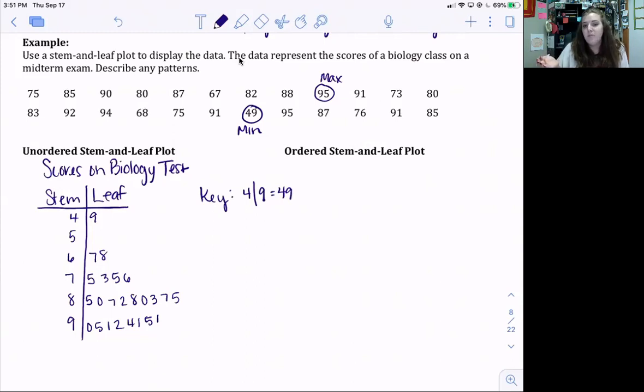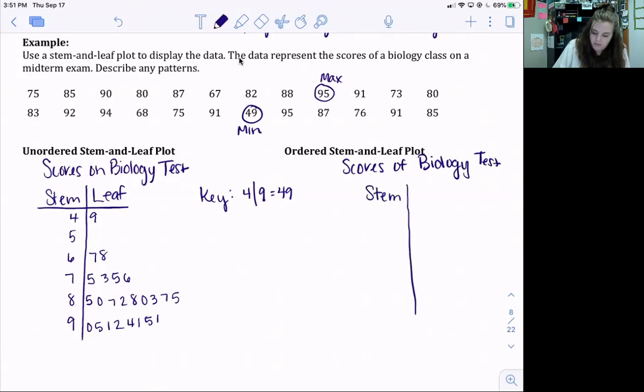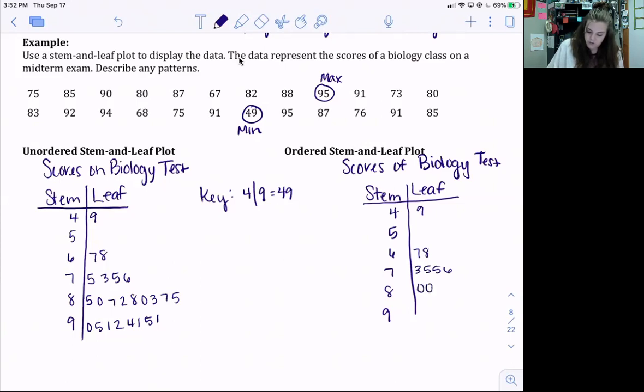Okay. To make it an ordered stem and leaf plot, you're simply going to put each of your leaves in order. So again, we have our scores on the biology test. We have our stem and our leaf. Bring down our stem. Those are going to all be the same. And then our leaf, we just put in order. So we have 9, and 7, 8 for our 60s. For our 70s, we're going to have 3, 5, 5, 6. For our 80s, we're going to have 0, 0, 2, 3, 5, 5, 7, 8, and then 0, 1, 1, 1, 2, 4, 5, 5.